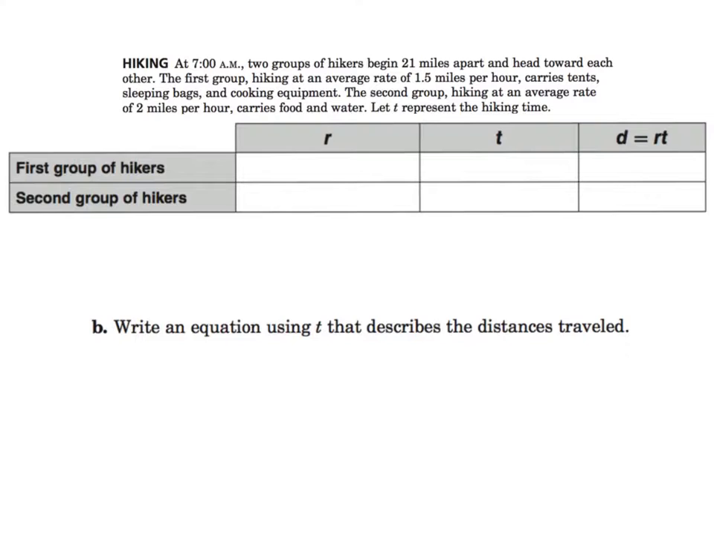Problem number 2 looks at a distance formula. And as I read this, I'm going to be using my blue pen and I'm going to circle some important key parts. So at 7 o'clock a.m., two groups of hikers began 21 miles apart and head towards each other.